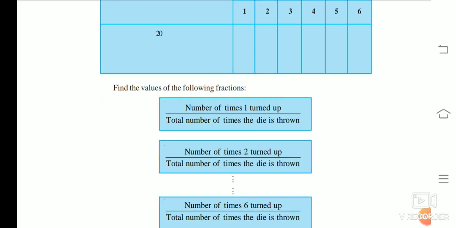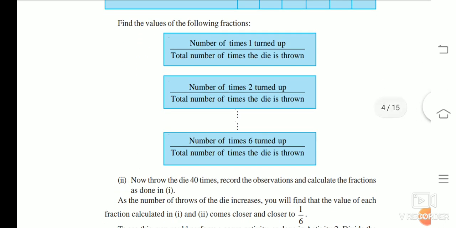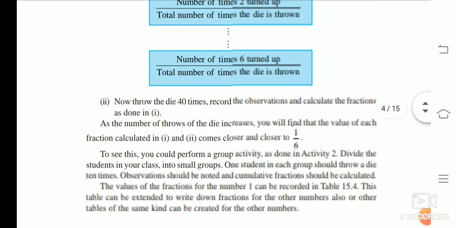Now our probability is the number of times one turns up divided by the total number of times the die is thrown. That is, the total number of times the die is thrown is 20, and the number of times one turns up is the answer you filled in the table. This thing you need to write. Similarly for 2, 3, 4, 5 and 6 you can note down.